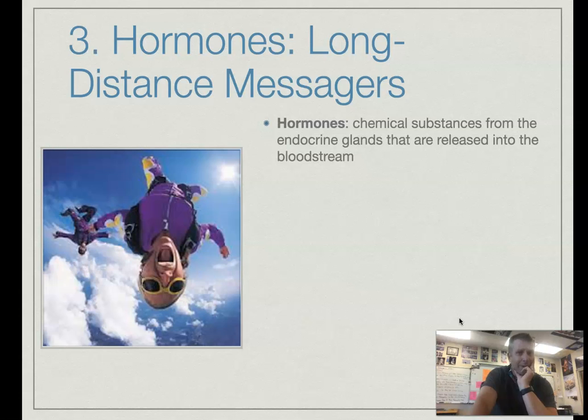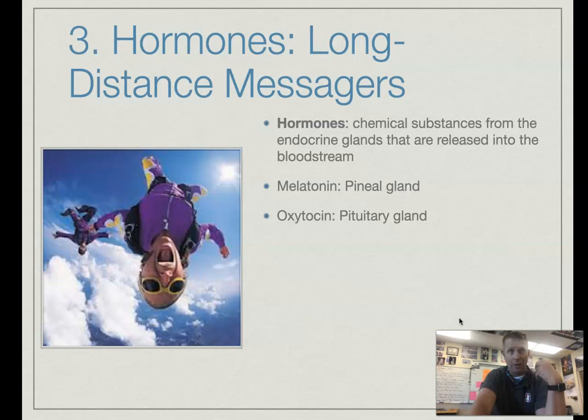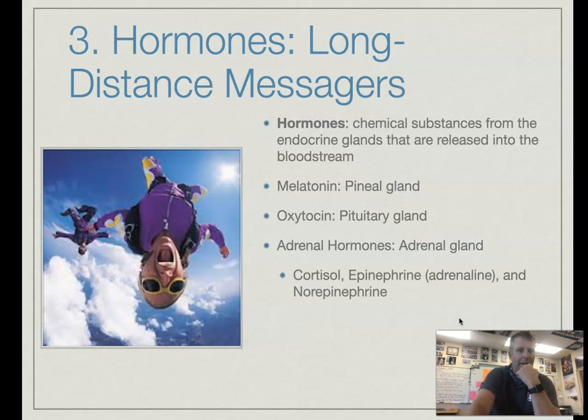Hormones are kind of like long-term neurotransmitters. They're chemical substances from the endocrine system that are released into our bloodstream. You have melatonin, from our pineal gland, which controls our sleep and wake cycle. You have oxytocin, kind of our love and affection hormone, from the pituitary gland. Adrenal glands, the adrenaline, we got to get going, we got to run, we got to go fast. We have cortisol, which is a stress hormone. You have epinephrine, which is adrenaline, or norepinephrine, which is similar.